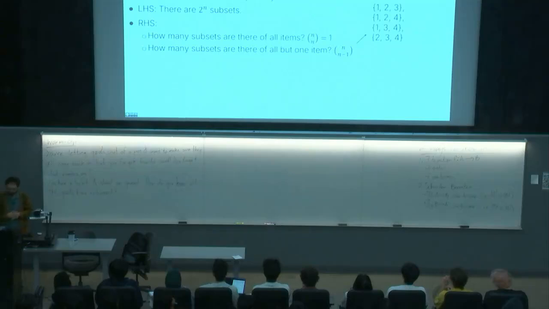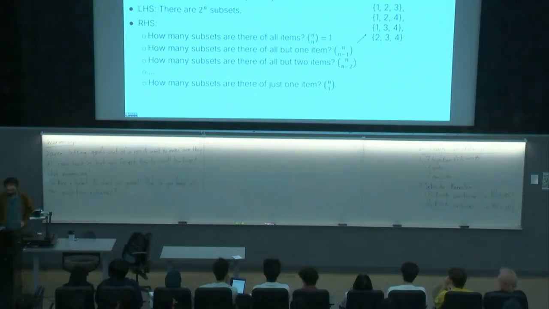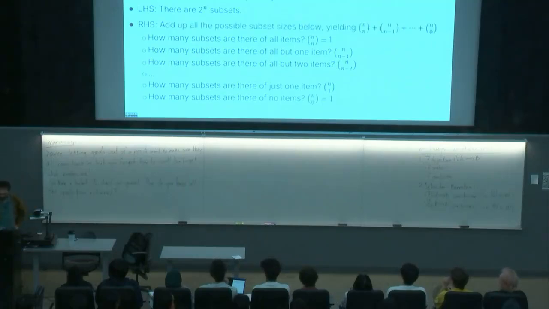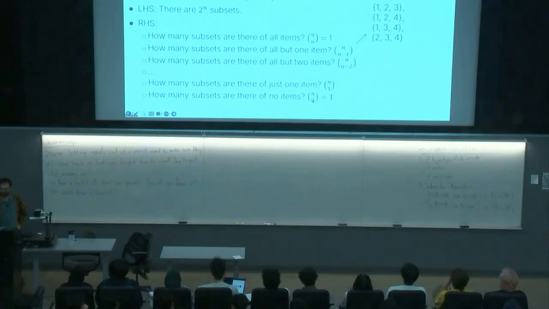Here they are for n equals 4. Those are all the subsets of the integers 1 through 4 that include all but one item. How many subsets that include all but 2 items? N choose n minus 2, and so forth. And then lastly, how many subsets are there of just one item? Okay, well actually there's n choose 1. There's actually one more case, which is how many subsets are there of no items, because the empty set also counts where I include nothing. So if I just add all these up, that's the right-hand side, right?